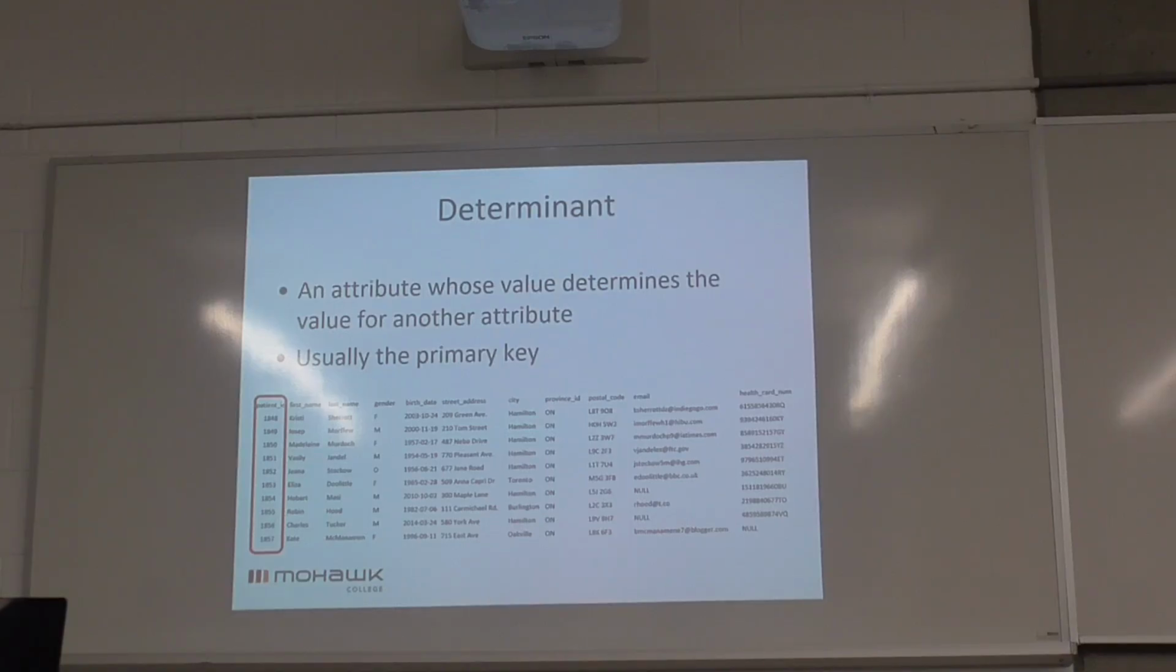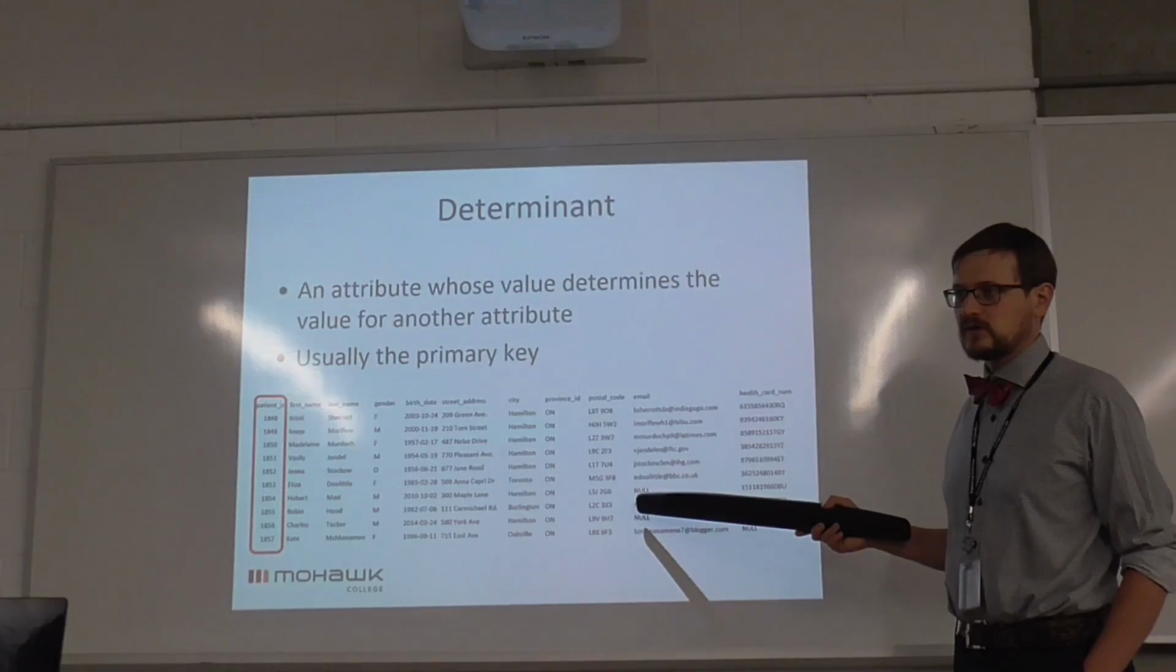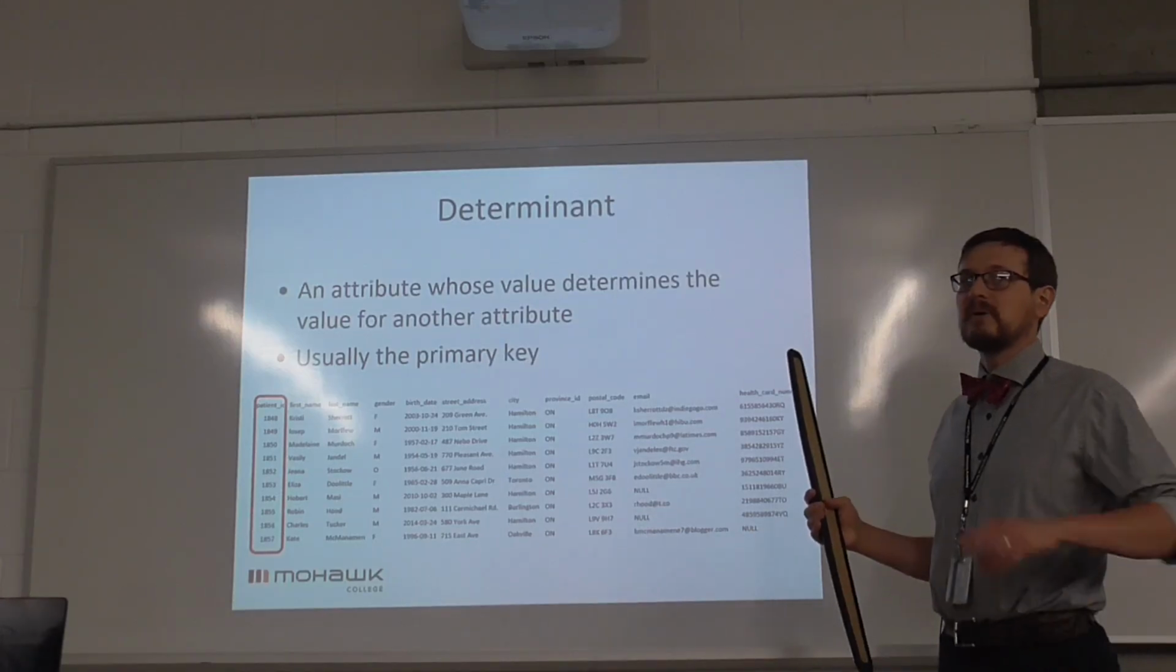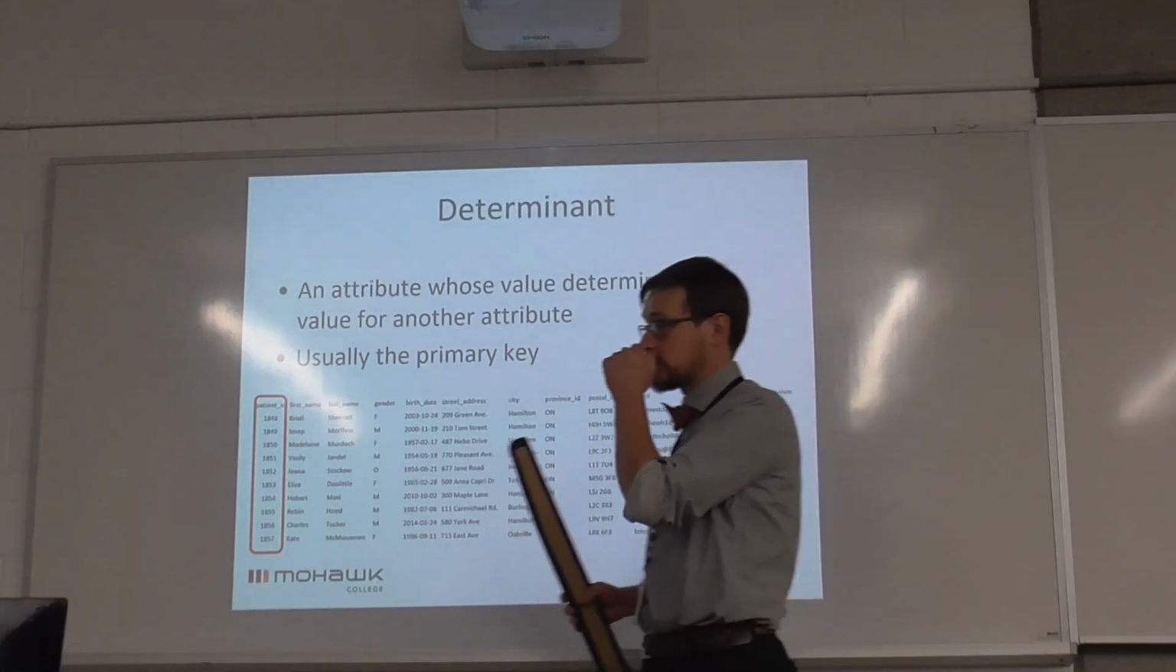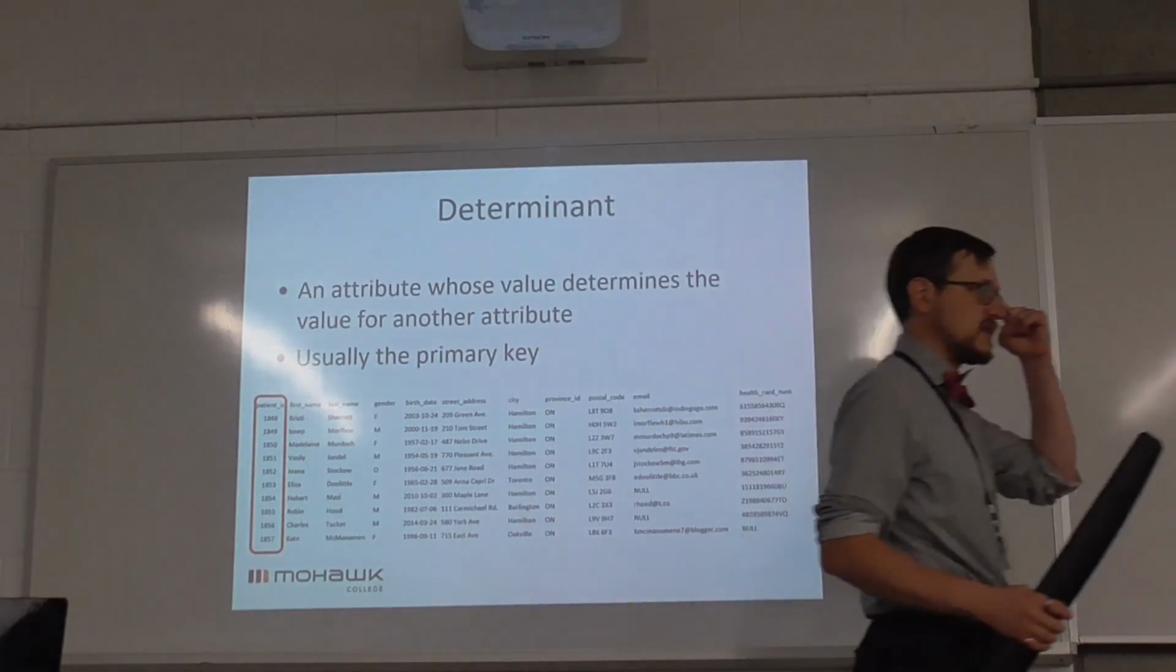So, an attribute whose value determines the value of another attribute is called a determinant. So, for example, I can't actually, this table doesn't represent a good example of this, but let me give you another example just from in my brain.